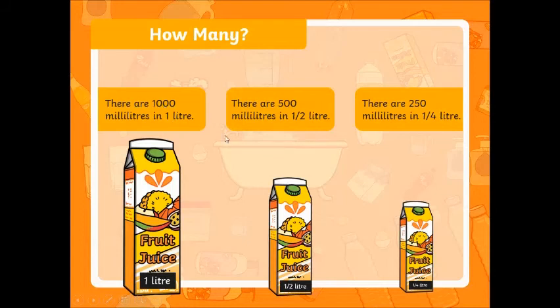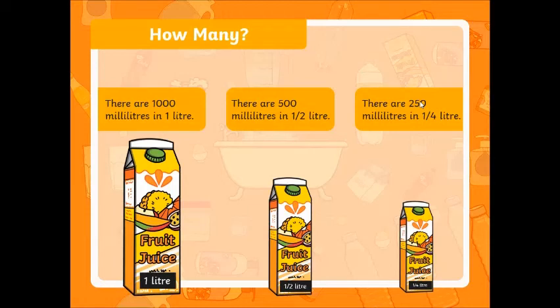We did something similar to this when we were doing weight. So that means that if we have half a litre, we have 500 millilitres. It's easy to see because half of 1,000 is 500. Then a quarter, so we're splitting it into 4 pieces. If we split 1,000 into 4 pieces, we get 250 in each one. Each one has to be equal. So in a quarter of a litre, we have 250 millilitres.